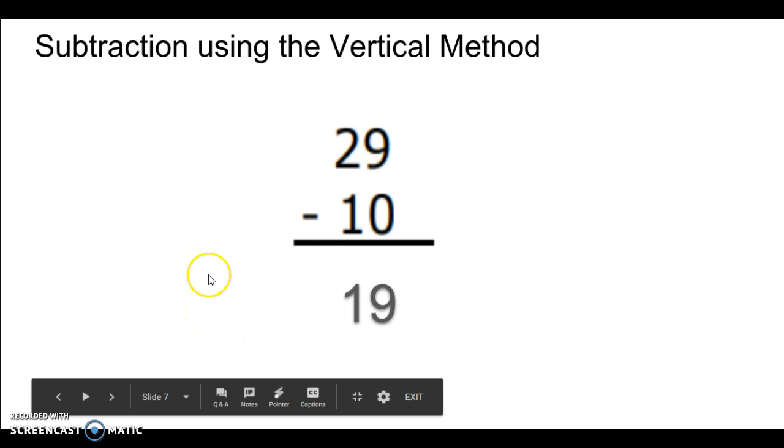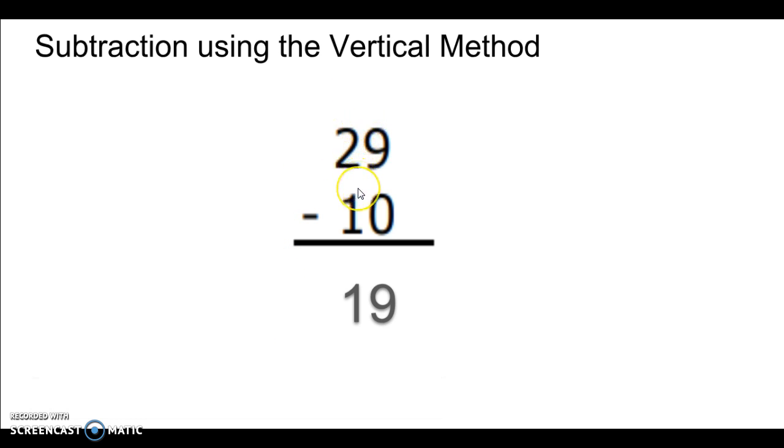Another sample problem to show you. I line it up perfectly straight. 29 subtract 10. 9 minus 0 is 9. 2 minus 1 is 1. Something I want to make sure you remember tomorrow when you are writing out your own vertical problems is when you have subtraction, the larger number must always be on top.